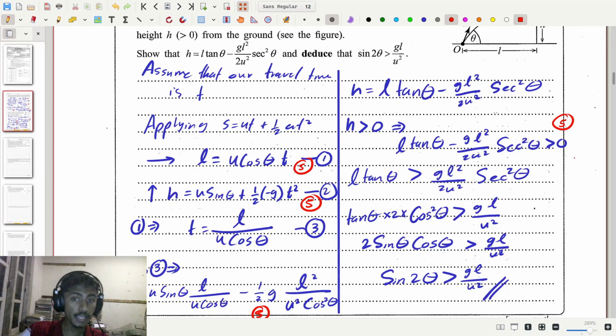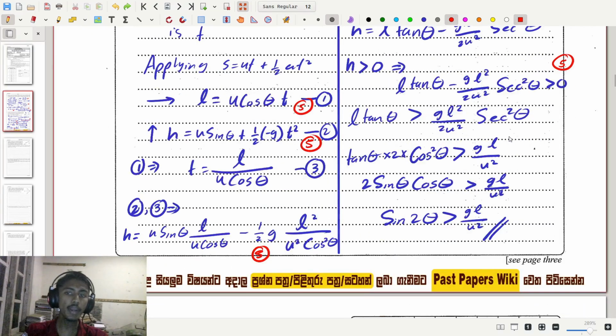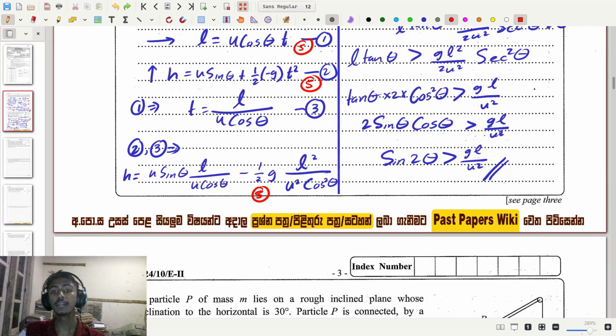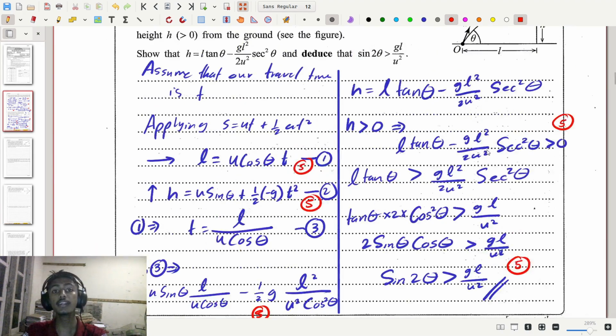For simply stating h must be greater than 0 and therefore this stuff must be greater than 0, you get another 5 marks. And after that, when you continuously rearrange this inequality, simplify, and you'll get 2 sine theta cos theta being greater than gL over u squared, and substitute the trigonometric identity to say that sine 2 theta must be greater than gL over u squared, and write that down as your final answer, you get a final 5 marks. And with that, we are done discussing this question.